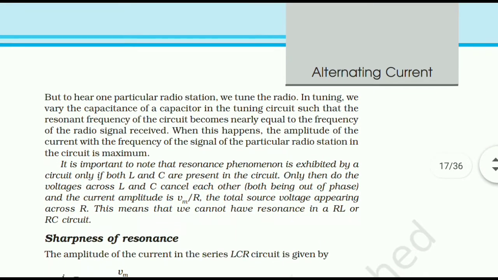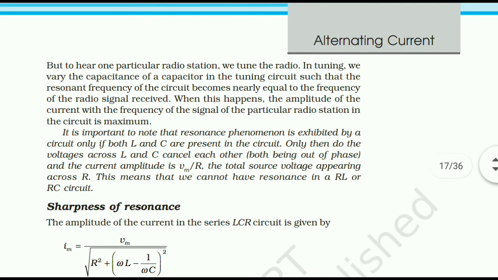But to hear one particular radio station, we tune the radio. In tuning, we vary the capacitance of a capacitor in the tuning circuit such that the resonant frequency of the circuit becomes nearly equal to the frequency of the radio signal received. When this happens, the amplitude of the current with the frequency of the signal of a particular radio station in a circuit is maximum. It is important to note that the resonance phenomenon is exhibited by a circuit only if both L and C are present in the circuit.